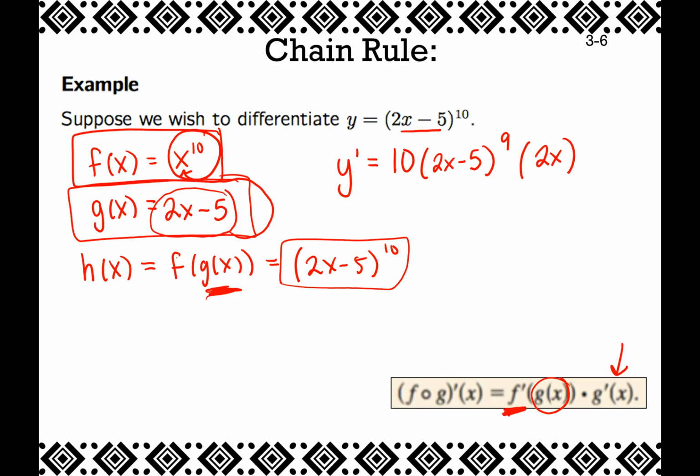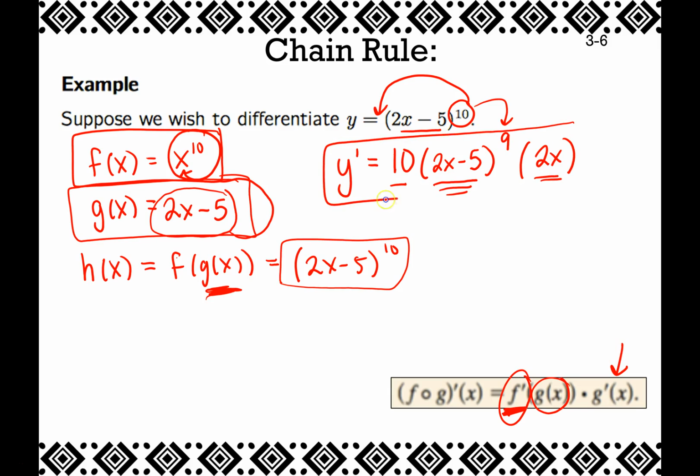All right, let me show that to you again. You basically took the 10 down in front, you kept the inside function, or g of x, you subtracted 1 from the exponent because you're taking the derivative of f, but then you multiplied by the derivative of the inside, or the derivative of g of x. And that's your answer. I promise you we're going to do tons of practice with this.